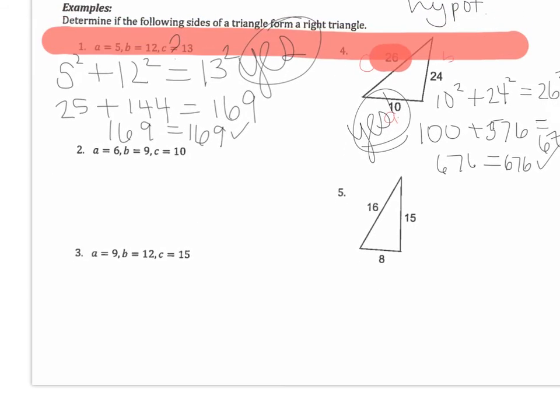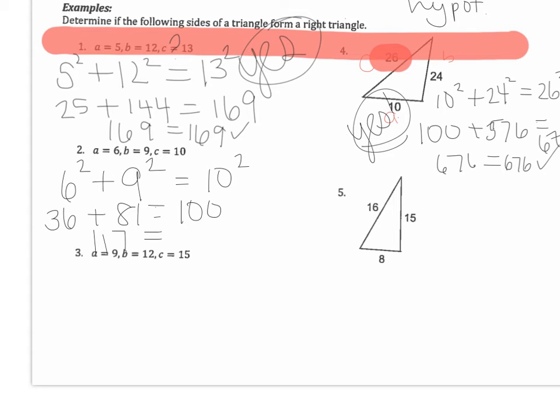Let's look at number 2. Number 2. Again, if I want to know if a right triangle exists, I'm going to do a squared, which is 6 squared, plus b squared, which is 9 squared, equals c squared, which is 10 squared. 6 squared is 36, plus 9 squared is 81, which equals 10 squared, which is 100. 36 plus 81 is 117. Notice 117 does not equal 100, so no, a right triangle does not exist.